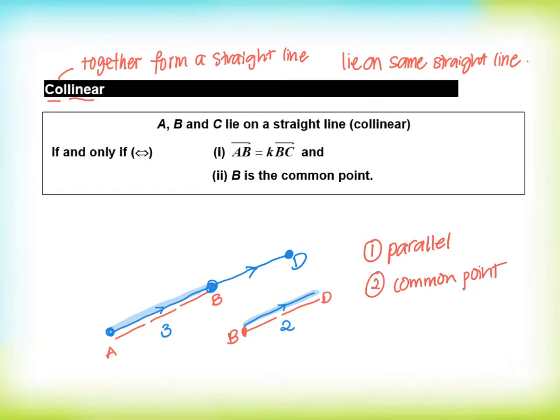If I have 3 points A, B, and C, they lie in a straight line if and only if 2 conditions. Number 1, AB is a number of times of BC. This means AB is parallel to BC, going in the same direction, just that they have a different length. And number 2, the most important point, you must share a common point somewhere, such that they force this vector to join in line with the other 2 points. And as a result, the 3 points will now fall in the same straight line.